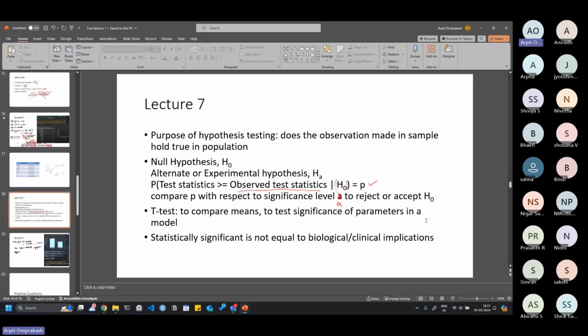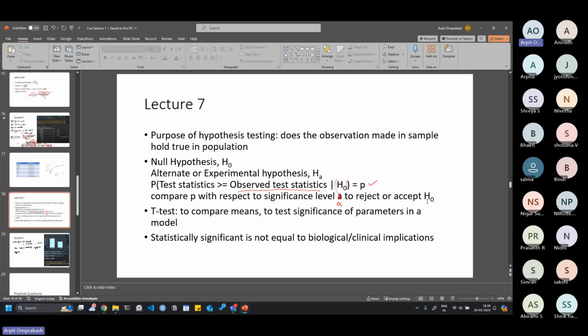Then we talked a little bit about hypothesis testing and also about t-test. So hypothesis testing is basically testing if the observations that we have seen in our samples hold true for the population also. So we have a null hypothesis, which is basically a statement of no difference or equality. So if you have two samples and you're comparing their means, your null hypothesis would be that the means are equal. And your alternate hypothesis would be the means are not equal.